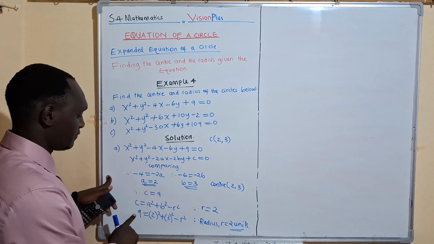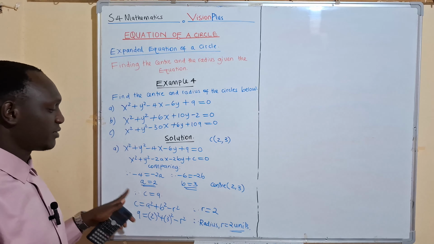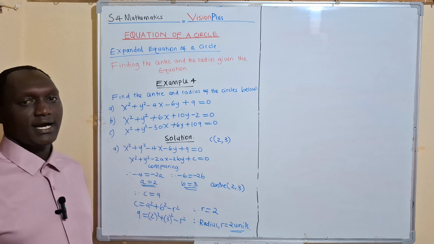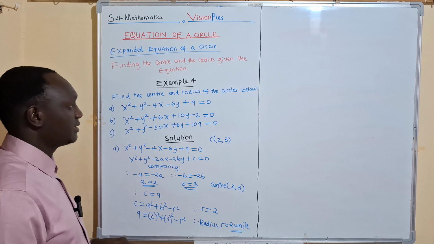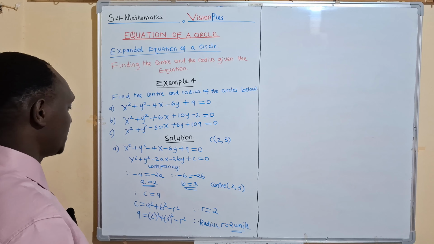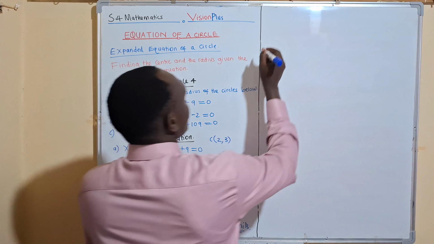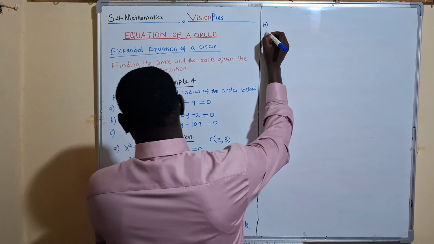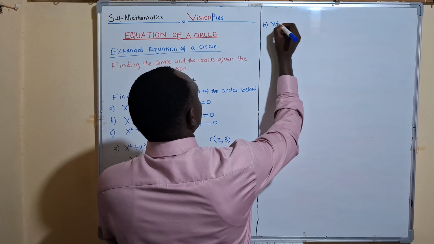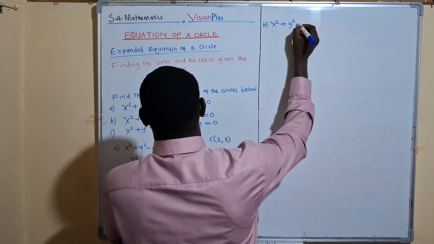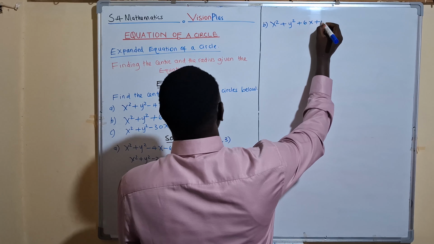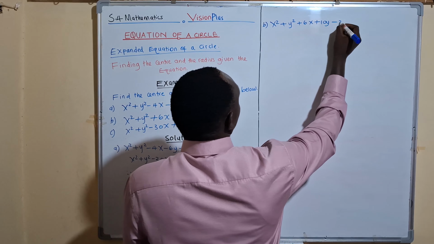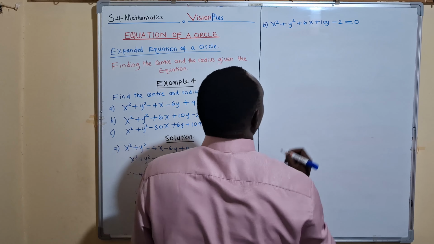Please solve this. You can even add extra steps so that you can find r as we did in example 1, but that takes time and you get the same answers. Now part B. Part B says we are given x squared plus y squared plus 6x plus 10y minus 2 equals 0.